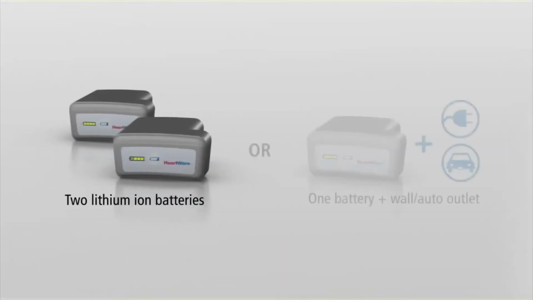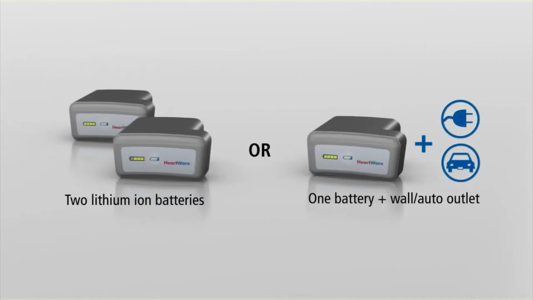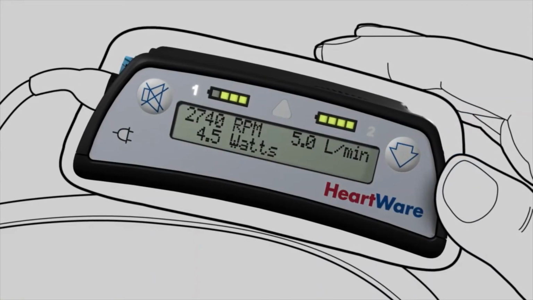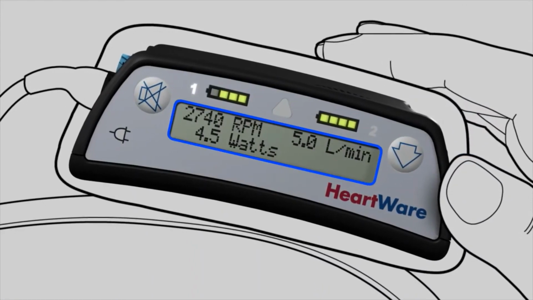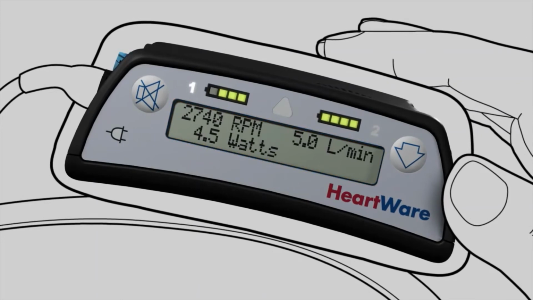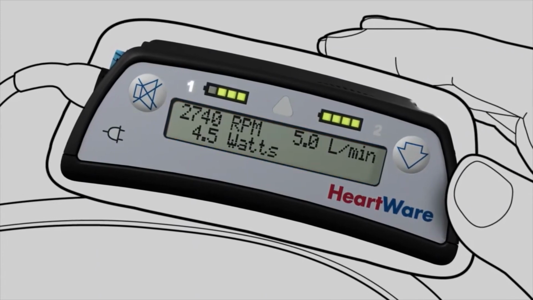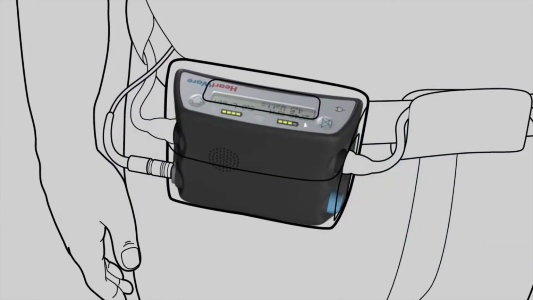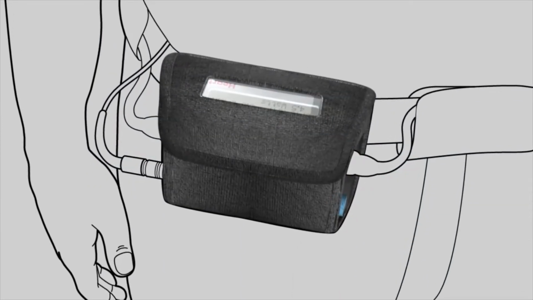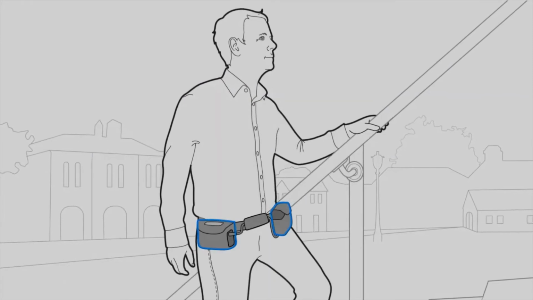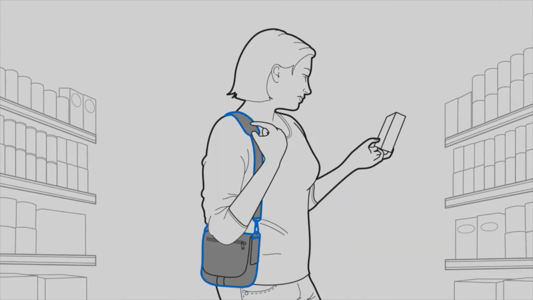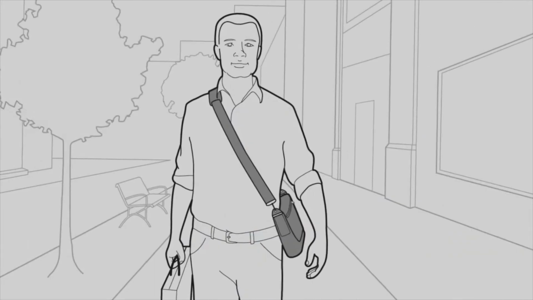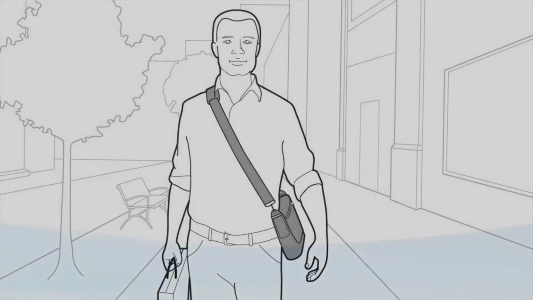The controller is powered by 2 lithium-ion batteries, or one battery plus an adapter connecting to a wall or vehicle electricity outlet. The controller operates the pump and features a 2-line LCD screen to display parameters, alarms, and recommended troubleshooting concerning the operation of the system. The controller and batteries are carried in a case, designed to be worn either around the waist or over the shoulder, enabling the patient to resume normal daily activities.